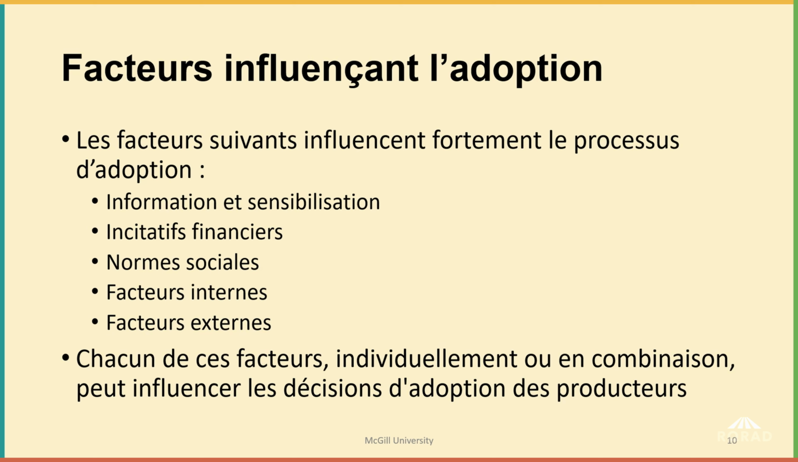So again, some of the factors that we'll talk about that will influence the adoption process are going to be information and awareness, financial incentives, social norms, and some internal and external factors. Each of these factors, individually or as groups, can influence adoption by producers. So again, from a government or a university researcher perspective or an advisor's perspective, we have to identify which of these elements are important and how we communicate to our producers.